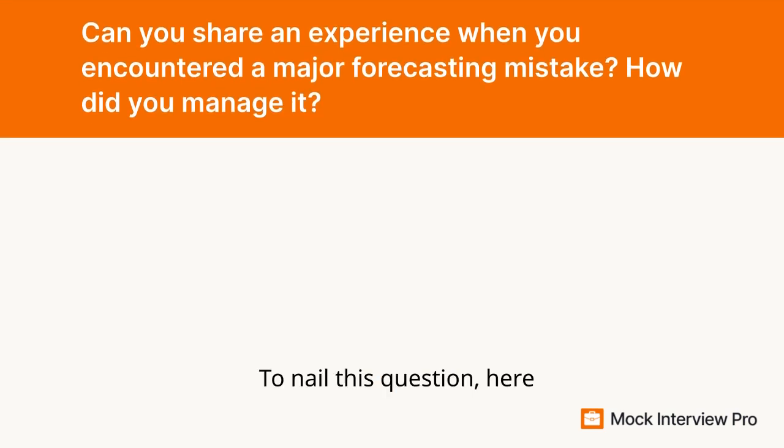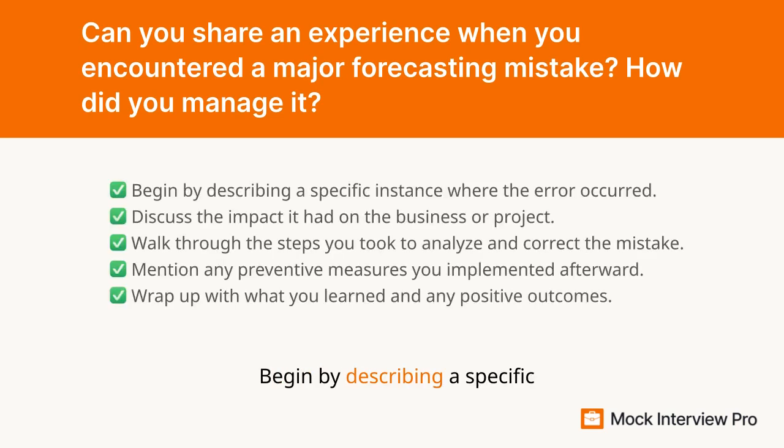To nail this question, here are a few things to keep in mind. Begin by describing a specific instance where the error occurred. Discuss the impact it had on the business or project. Walk through the steps you took to analyze and correct the mistake. Mention any preventive measures you implemented afterward. Wrap up with what you learned and any positive outcomes.